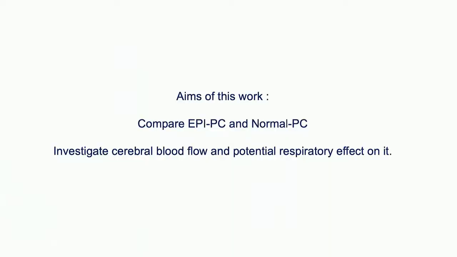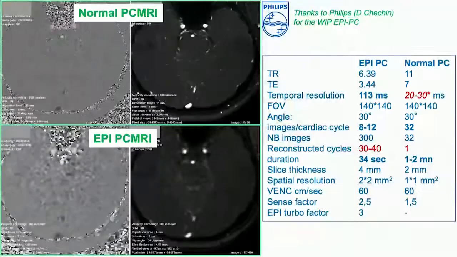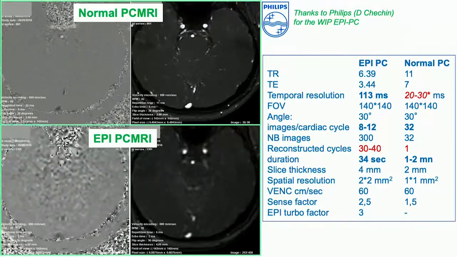The work I am trying to develop, and this is just a preliminary result, is to see what happens with this sequence and also to compare it with my normal 2D PCMRI. So I use this well-known slice in the intracranial system through the carotids and also through the venous flow. Venous flow is also very important for me because it is a function of ICP. So we can quantify this flow in these different arteries and sinuses.